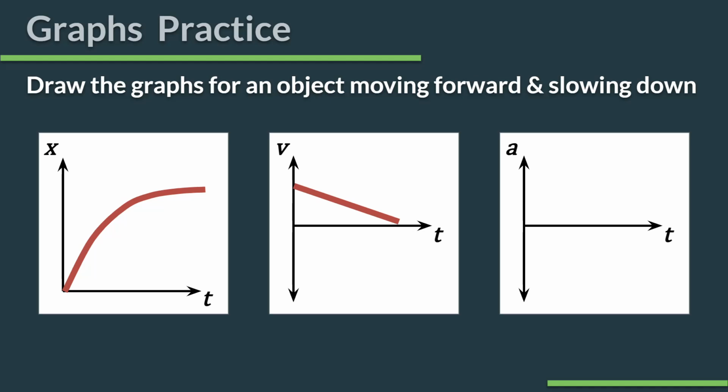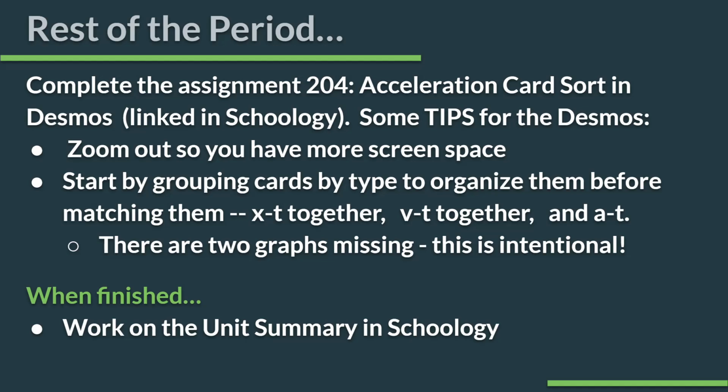All right, for the AT graph, again, the slope of your VT graph gives you acceleration. Is this a positive, negative, or 0 slope? Negative, so I have negative acceleration. That's all you're doing, okay? So if you can go through that same thought process, that's exactly what you need to do as you work on this assignment, 204 acceleration card sort.